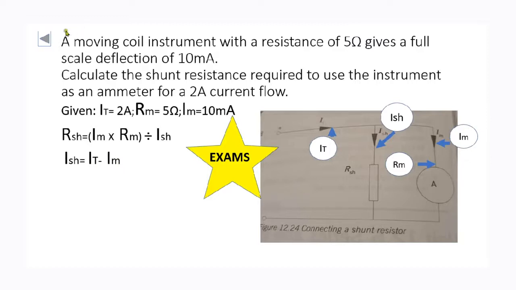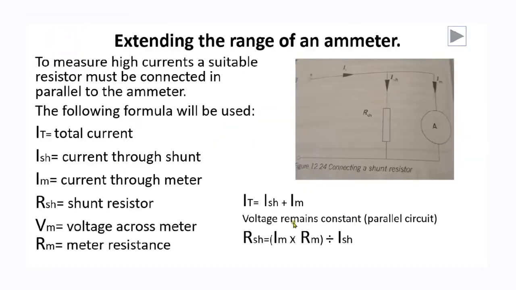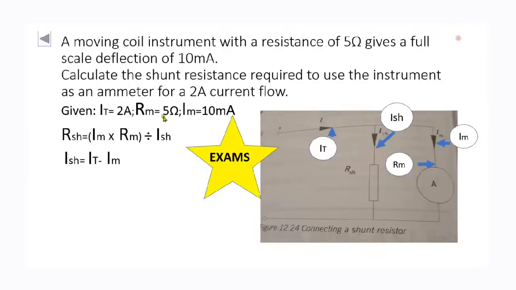Where did I get that formula? I got it from the previous table. IT is equal to ISH plus IM. If I make ISH the subject of this formula, ISH becomes IT minus IM, as indicated here. I know the value of IT, it's 2, it's given to me. And I know the value of IM, 10 milliamperes.